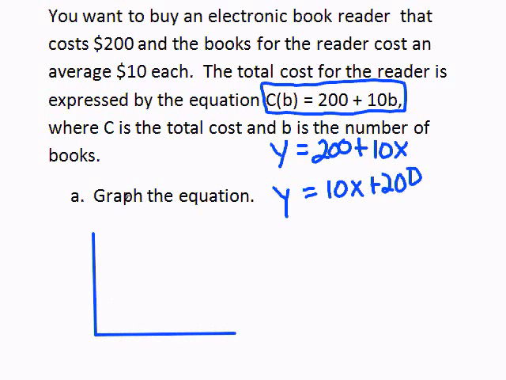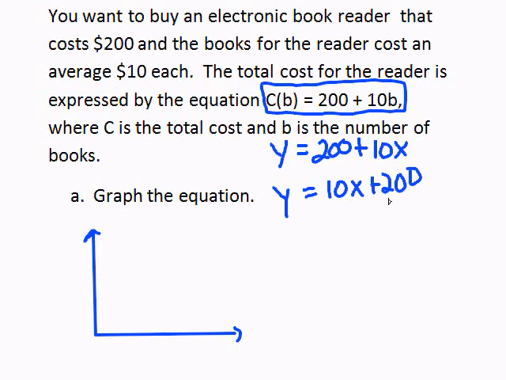I'm going to start my axes off like this. Notice I have no negative values. I'm not going negative in the x direction or in the y. That's because our total cost will never be a negative amount of money. Neither will we be buying negative books. So I make my axes both positive.